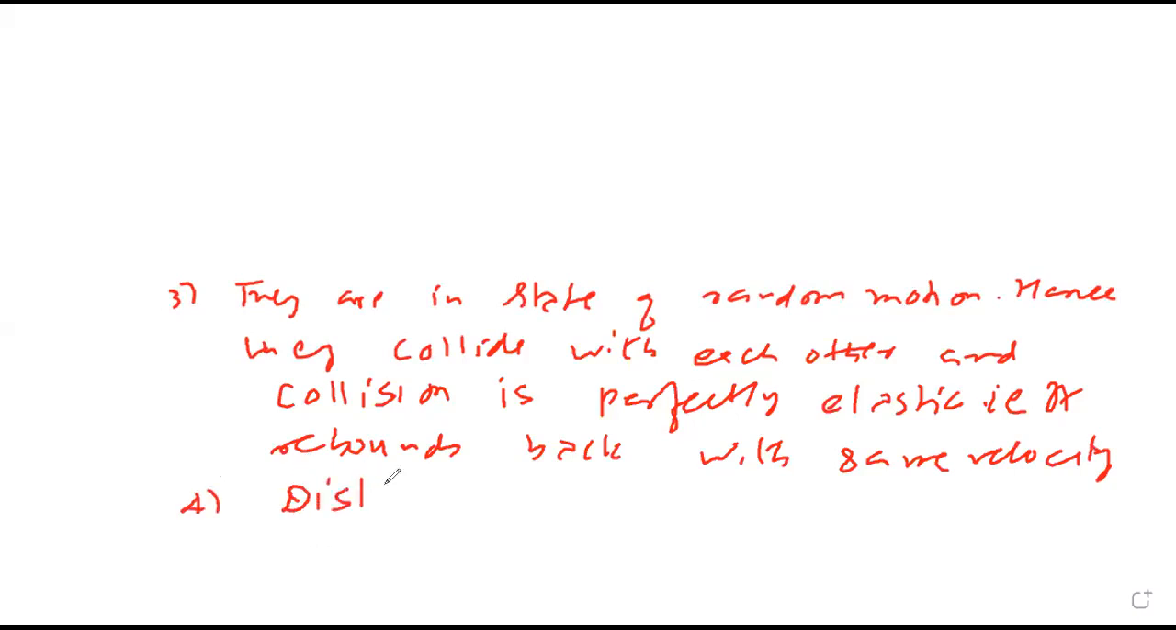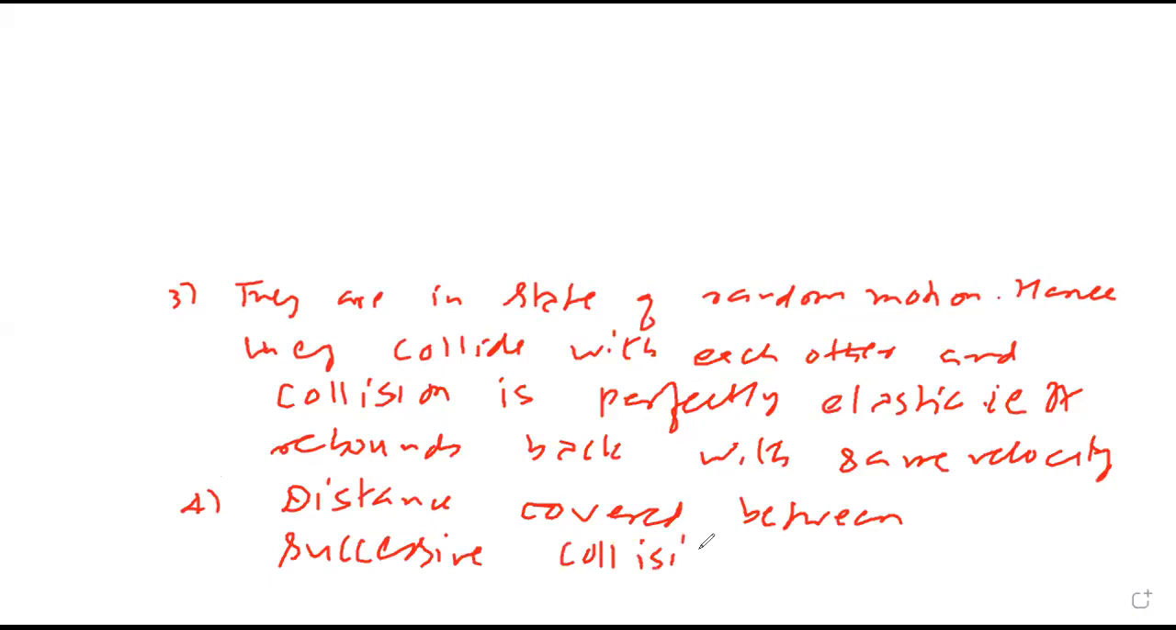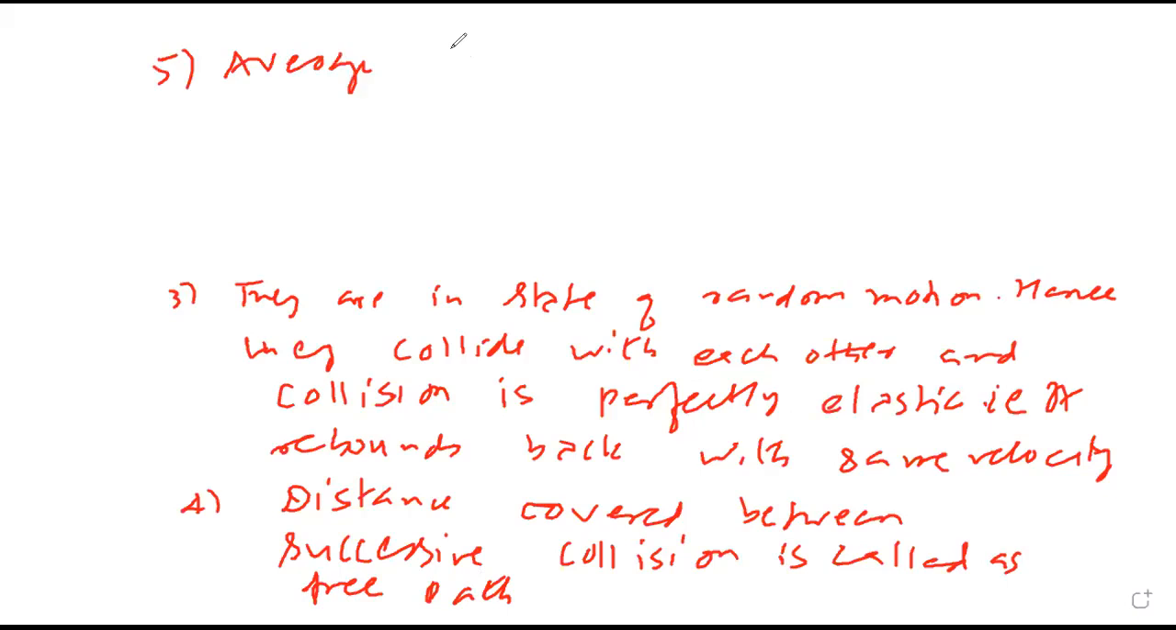What is the distance covered between successive collisions called? Free path. What is the average of a large number of free paths called? Mean free path. Yes.